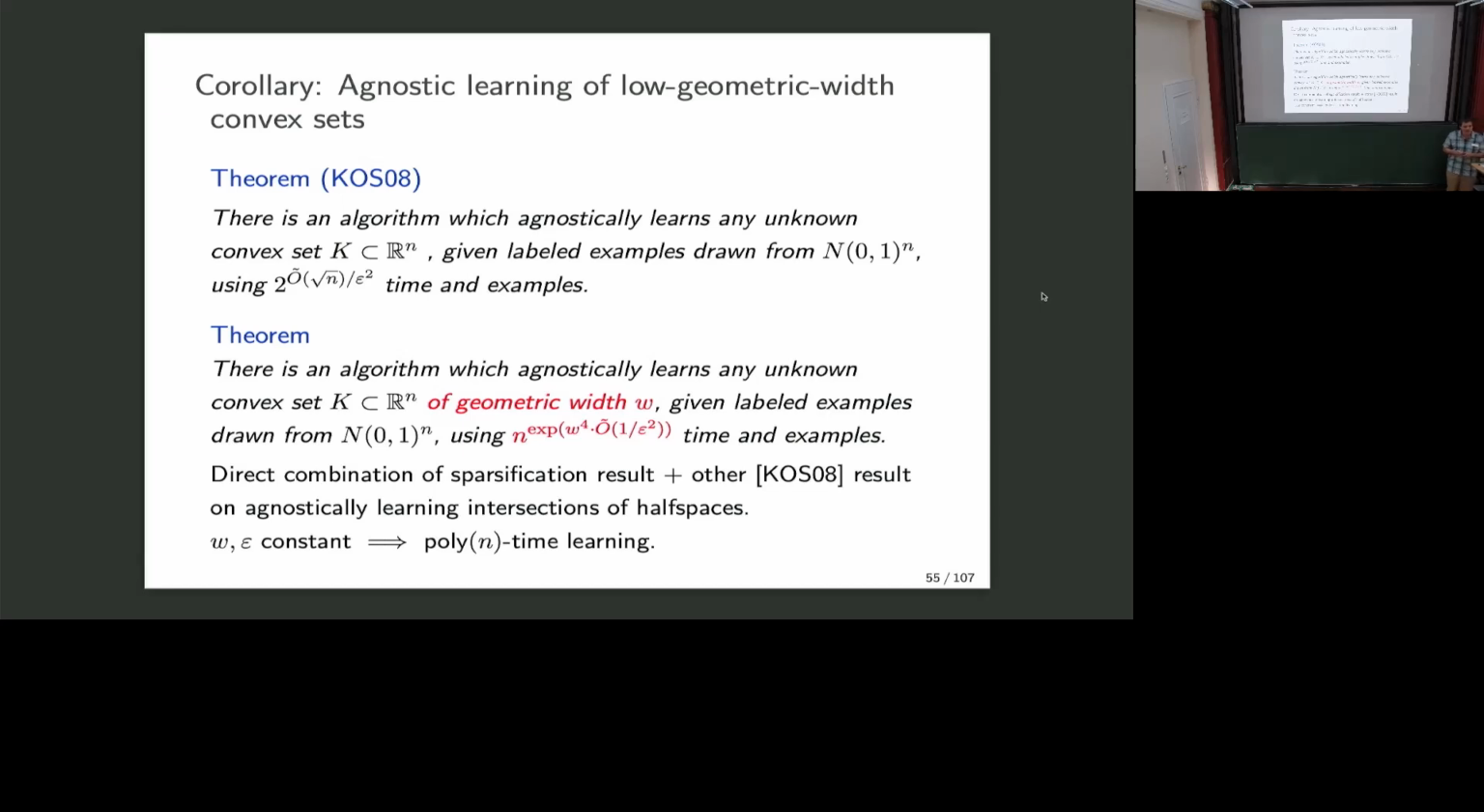And this is really done just by plugging the new sparsification result into some other result from this old paper. It turns out that in the standard setting, if your convex set is not an arbitrary convex set, but it's an intersection of a small number of half spaces, you can do much better than learning an arbitrary convex set. And what do we know now? We now know that if I have bounded geometric width, I'm quite close to an intersection of a small number of half spaces. So you just combine these two results and you get the new statement. So we go from this mildly exponential complexity in the general case to polynomial complexity if the geometric width is small. Make sense?